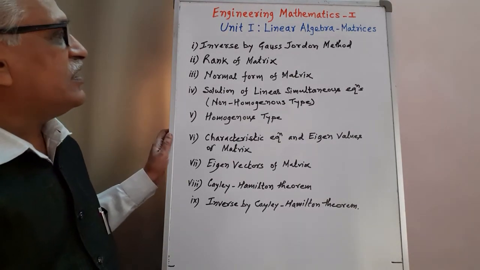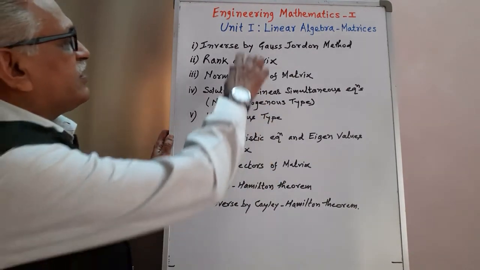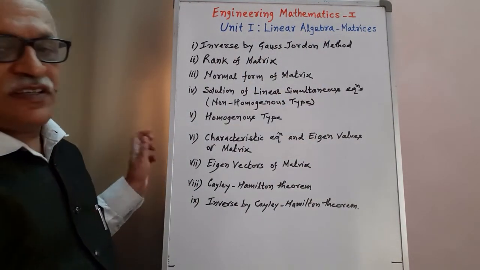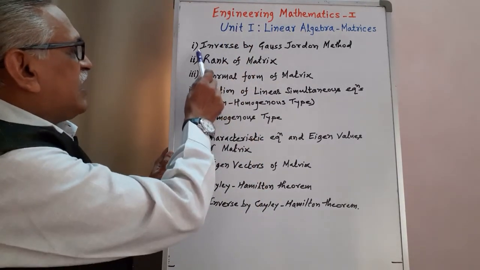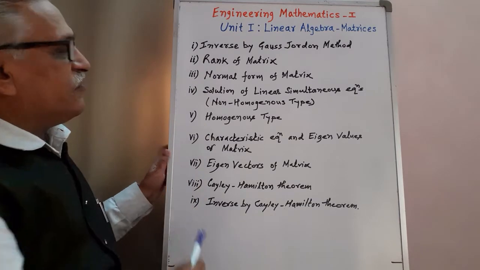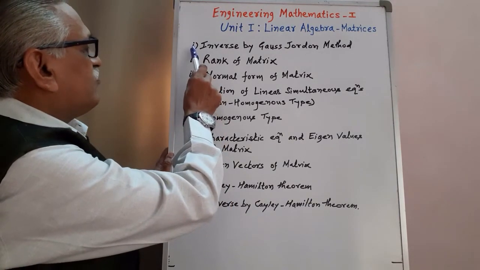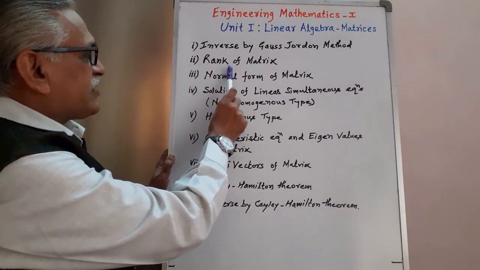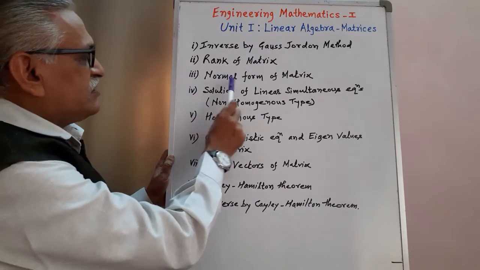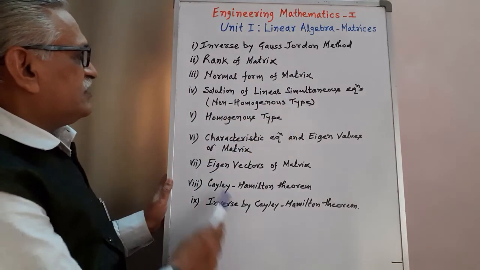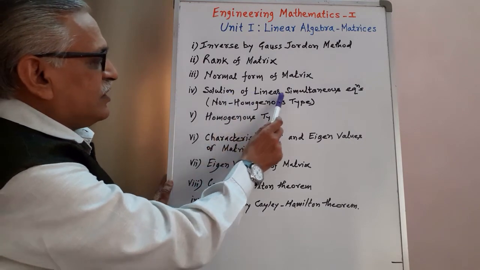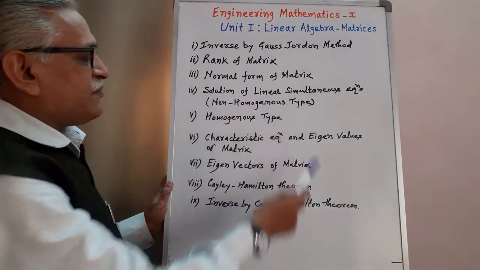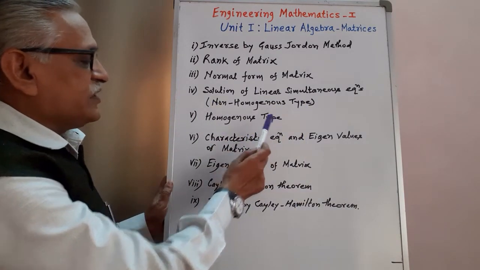I am teaching you Engineering Mathematics 1, Unit number 1, Linear Algebra Matrices, in which I will deliver video lectures on the following topics. Point number 1, inverse by Gauss Jordan method. Second point, rank of matrix. Third, normal form of matrix. Fourth, solution of linear simultaneous equations. There are two types, non-homogeneous type and second one, homogeneous type.